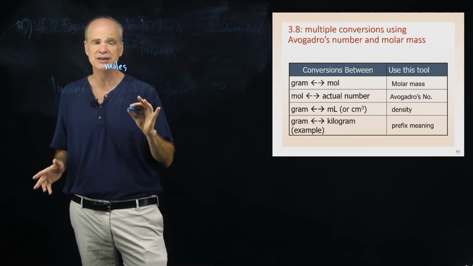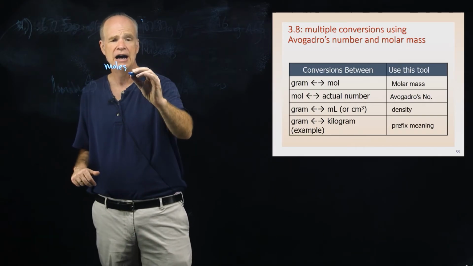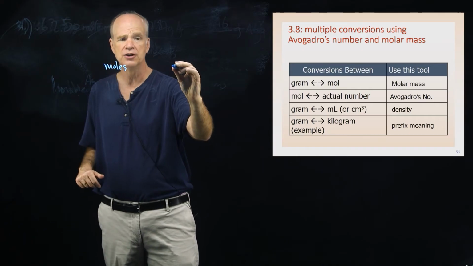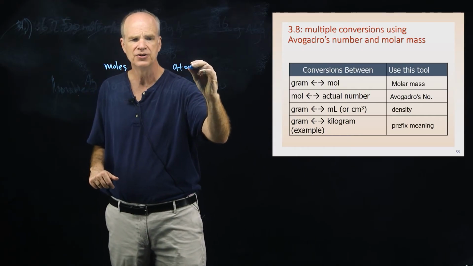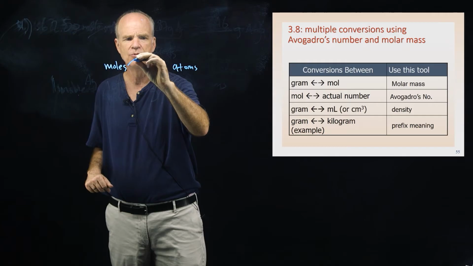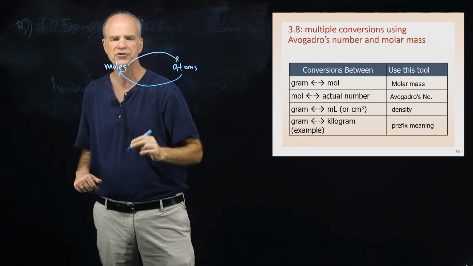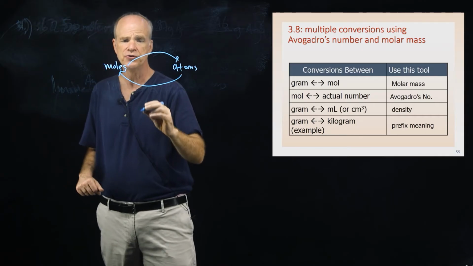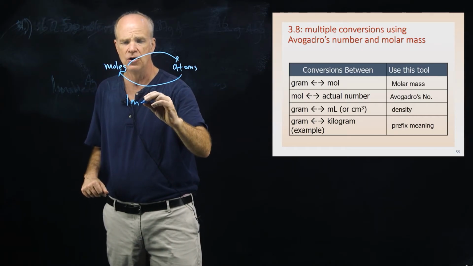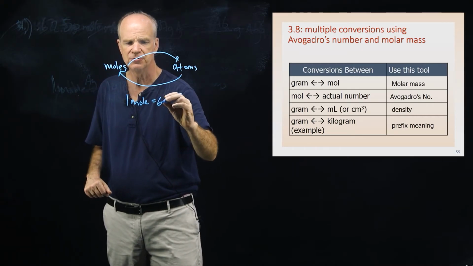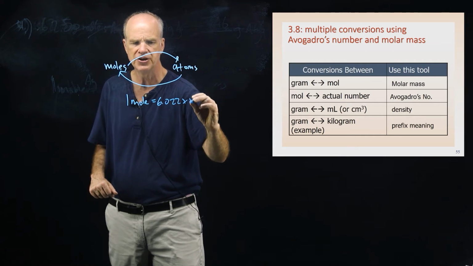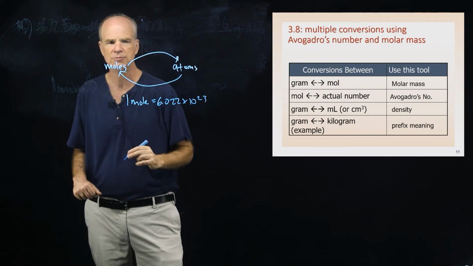Okay, so one thing you can do, for example, out from moles, you can go to atoms of the element. And so to convert from moles to atoms of the element, or atoms of the element to moles of the element, what is useful to know is that 1 mole of that element is going to be 6.022 times 10 to the 23 atoms of that element.